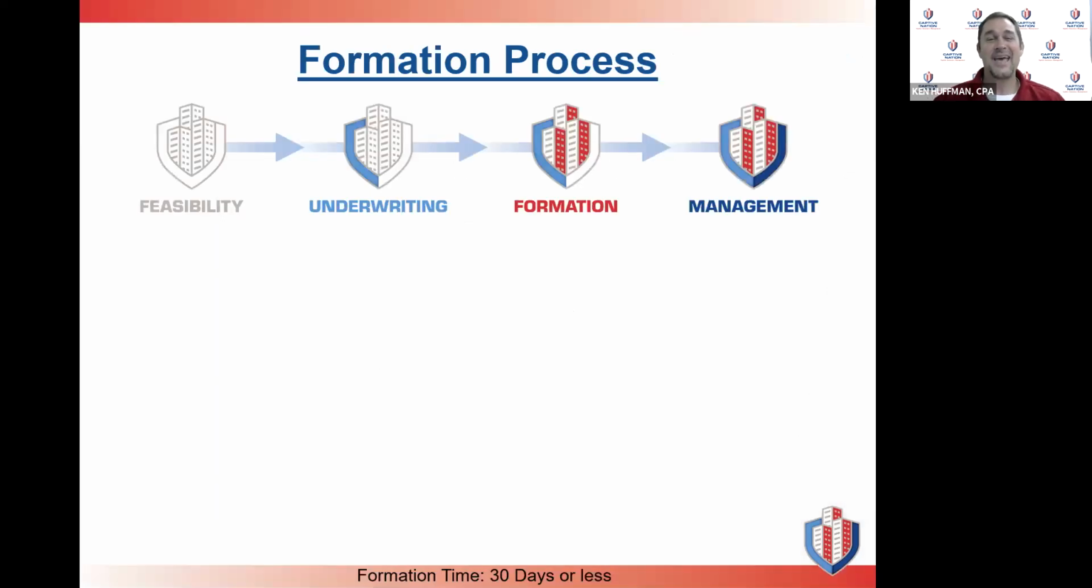So how long does it take to form a captive insurance company? You're looking at about 30 days, right? A lot of it has to do with how fast the staff can get us what we need. We have just a list, so a lot of times it's way less. It could be as quick as a week.